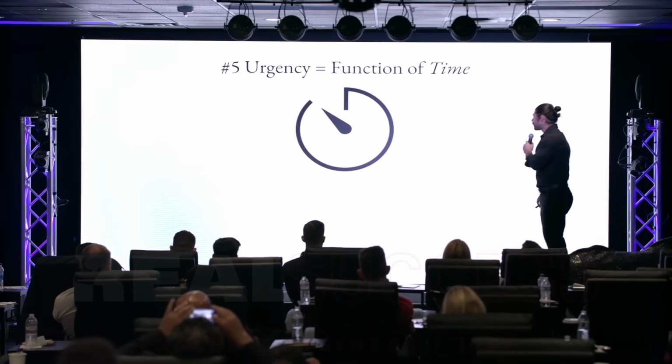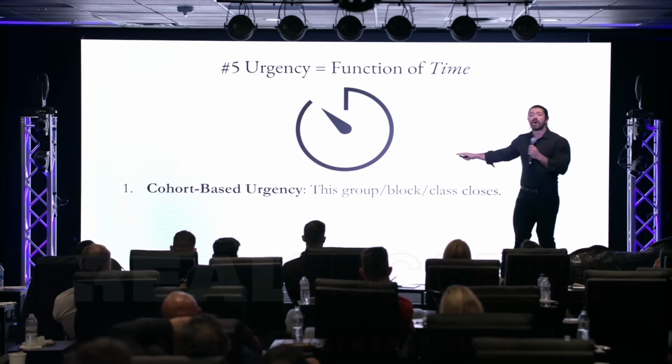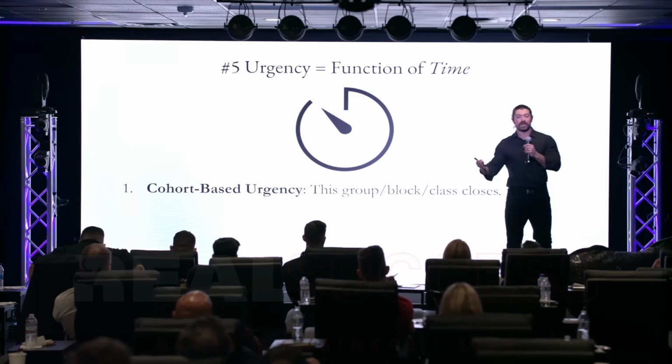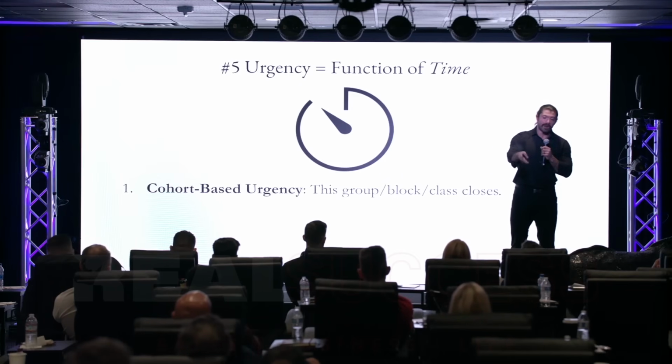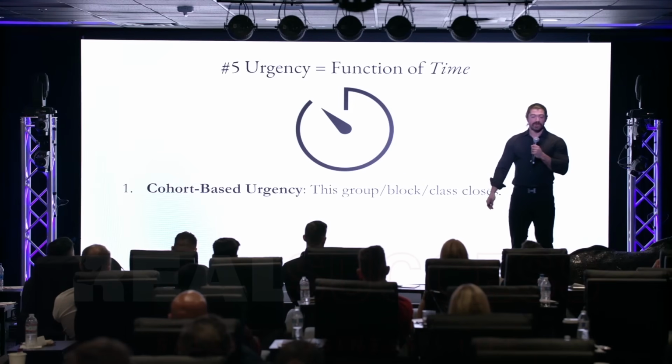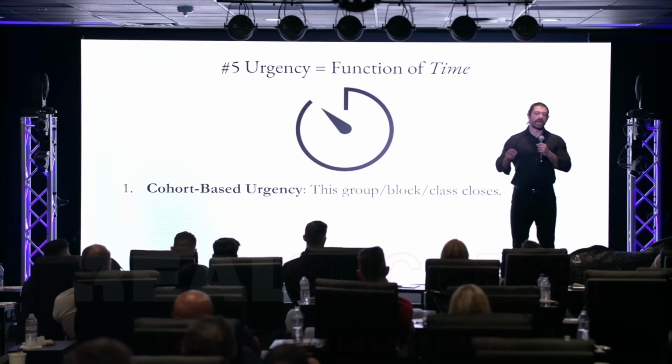All right, so the first one, and this is probably the one that I use the most, all right, is cohort-based urgency. So it's like, hey, we've got a new group of clients starting on Monday. You're not going to want to miss out. We've got a bunch of awesome killers in that group, right? It's Thursday. Right? And they're like, oh, well, I don't want to miss that group. I'm like, yeah, you should do it. The guys are awesome. Just get started. It just gives you this little nudge.